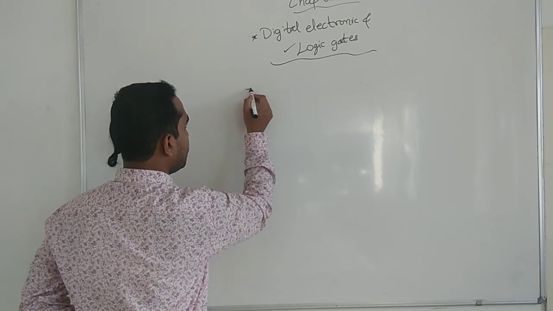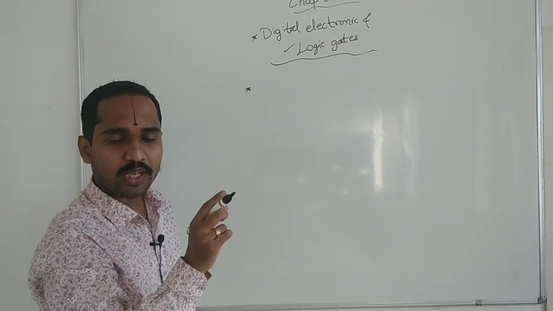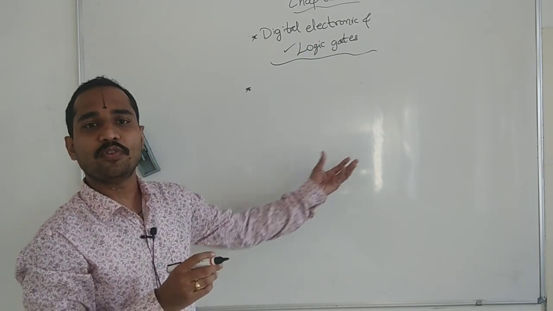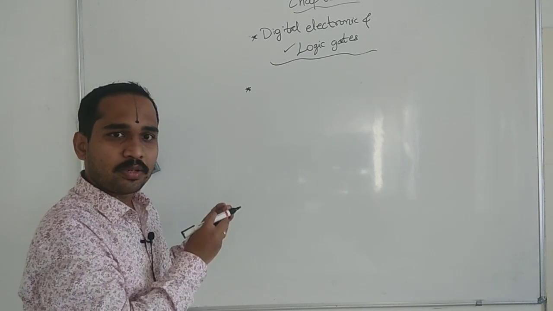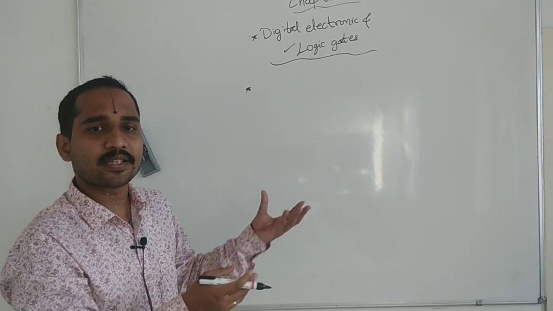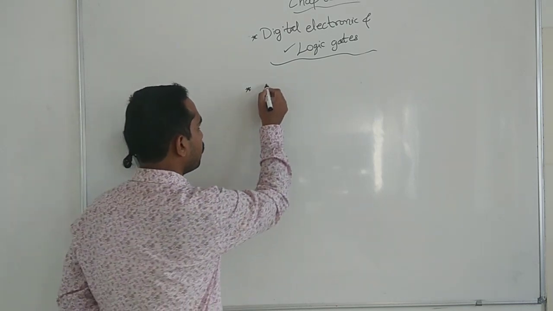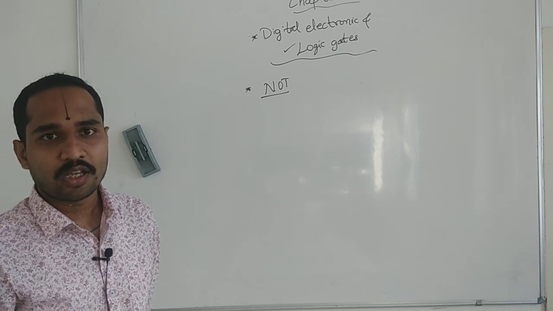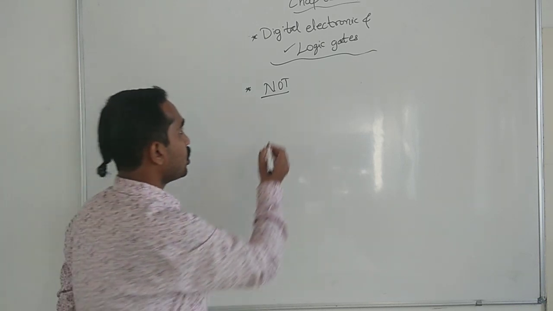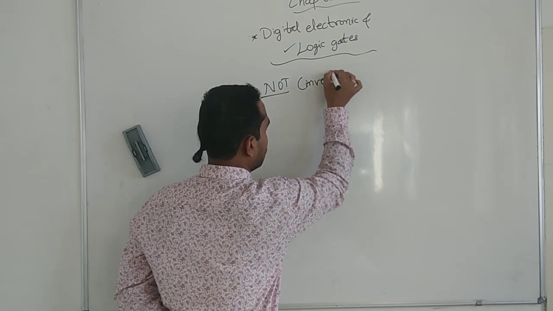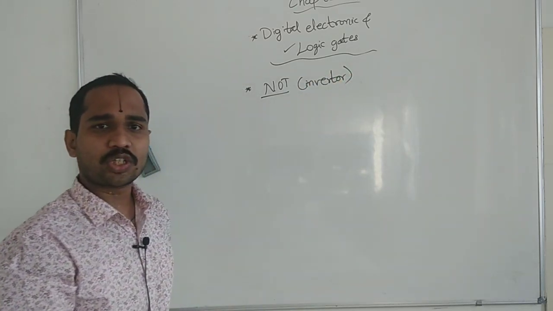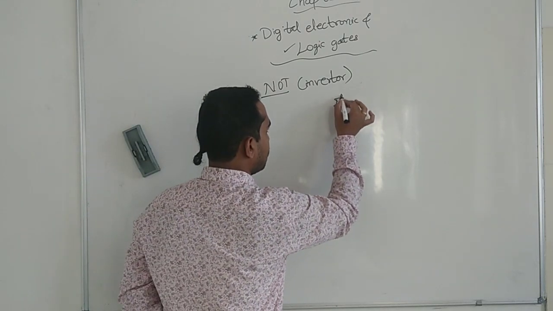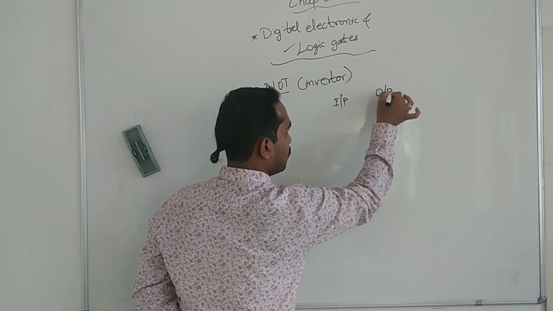Every logic gate will have a symbol and a truth table. Truth table means the combination of input and output: for what input, what output you get. If you write that, it is called a truth table. The first gate that we study is the NOT gate. It is also called an inverter. Inversion means reverse process.